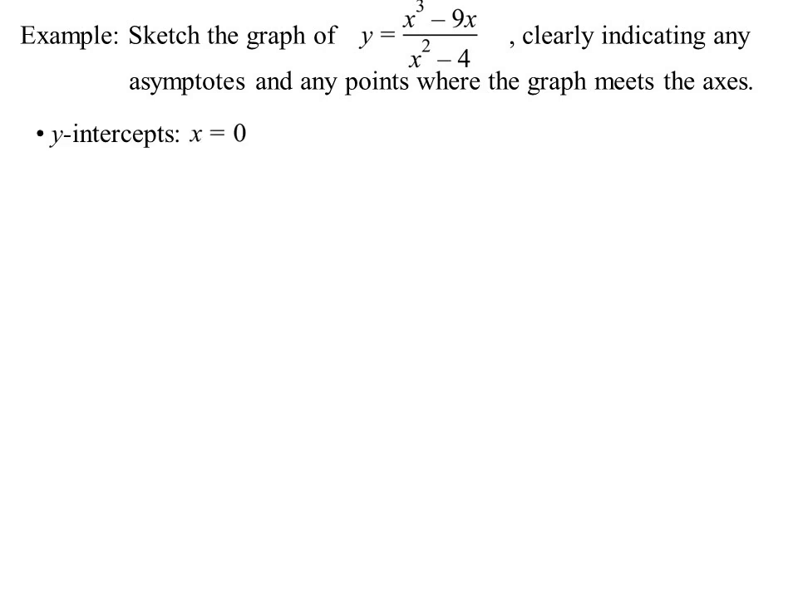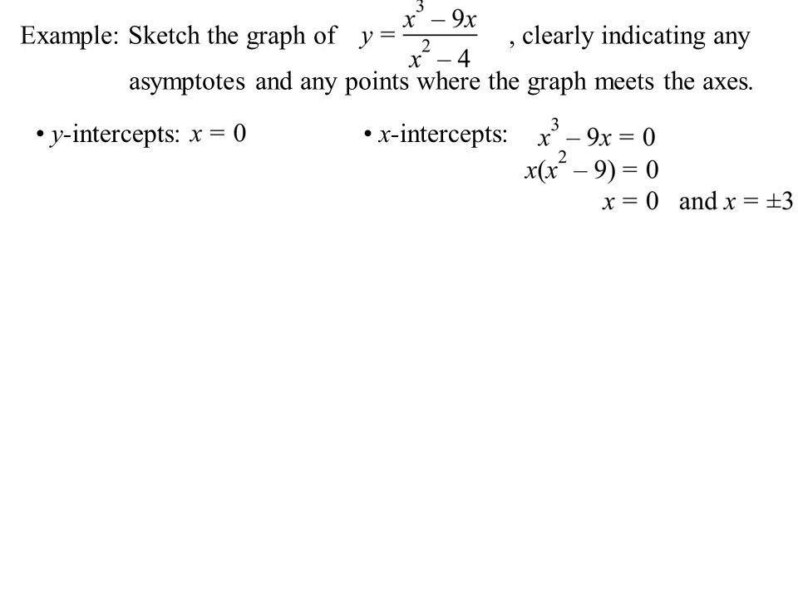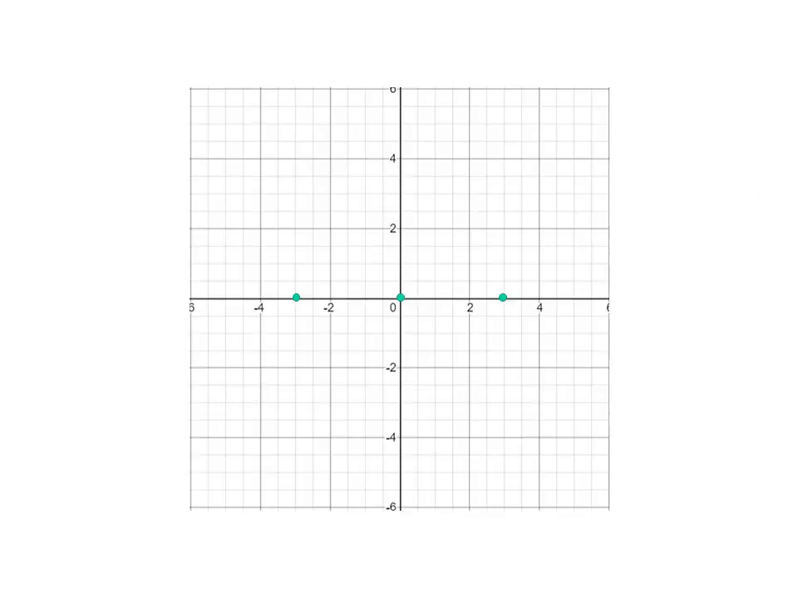To find the y-intercept, we substitute in x equals 0, and if you sub it in, I'll get 0 on the top over negative 4, which is 0. So the y-intercept is y equals 0. I suppose technically it is x equals 0 as well because it's the origin there, but anyway. Solving for the x-intercepts, that's the top of the fraction equals 0. I get x equals 0 and x equals plus or minus 3. So let's plot those important points in. We get negative 3, we get 0, and we get 3.